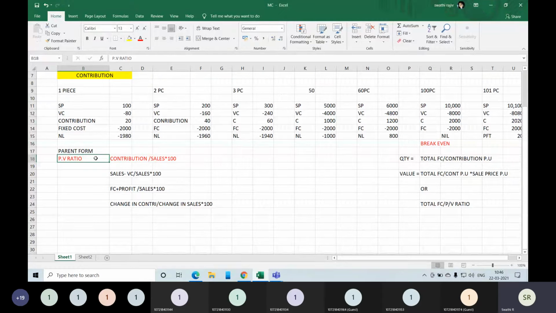Remember this much. Whenever you talk about PV ratio, the relation you always check for is contribution and sale. Suppose the fixed cost is not there, your contribution and profit would be the same. This is a loss here, but if fixed cost is not there, it can't be a loss, no? So if fixed cost is not there, your contribution and profit will be one and the same.